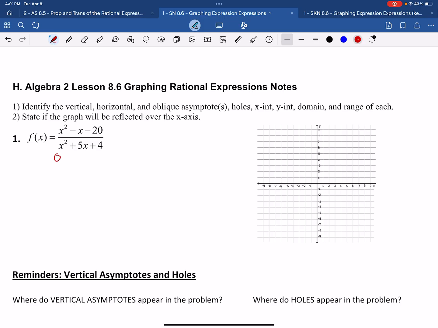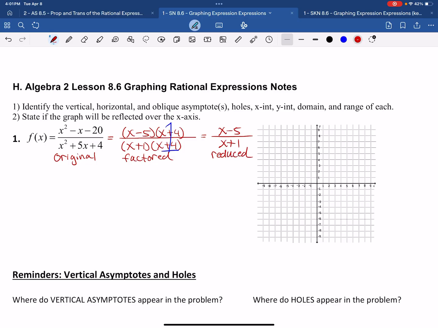So the first form is original, which is this right here, so we're going to label it the original form. All right, the next thing we need to do is factor this. So this factors into x minus 5 and x plus 4 on the numerator, and on the denominator it factors into x plus 1 and x plus 4. And we're going to label this factored form. And then x plus 4 is reduced, and so that's going to lead us to x minus 5 over x plus 1, which is reduced form.